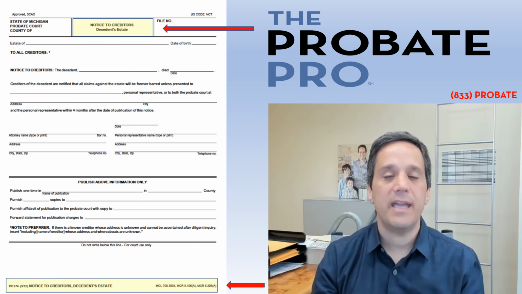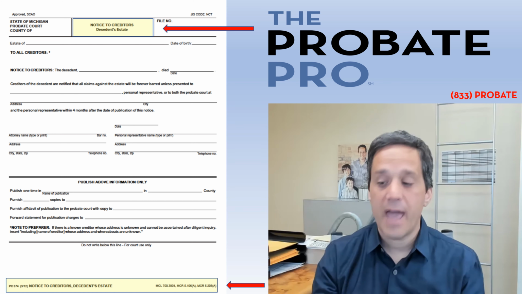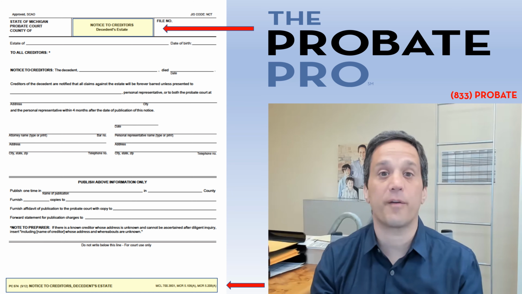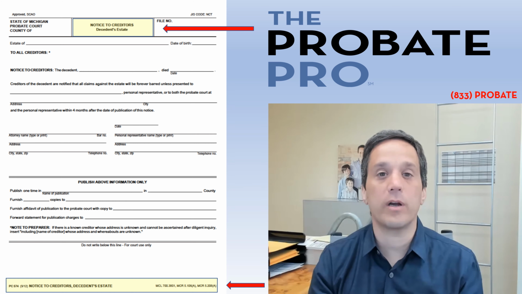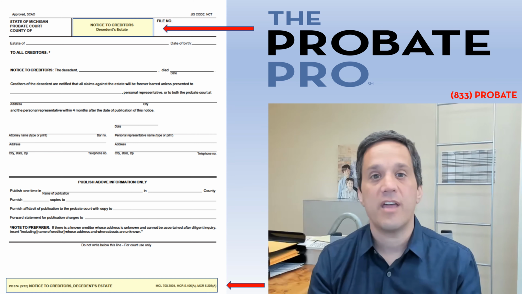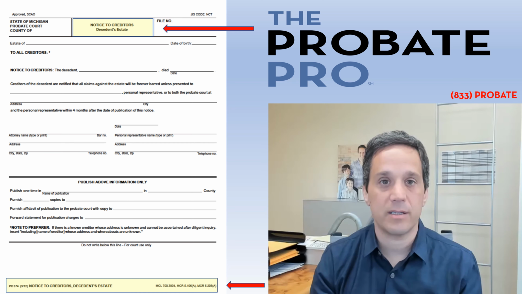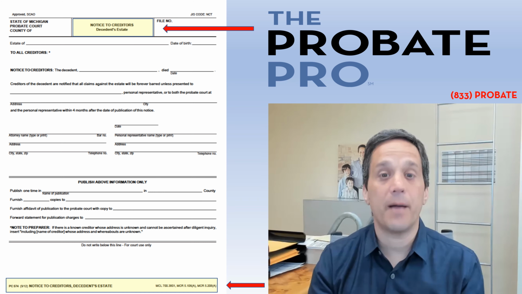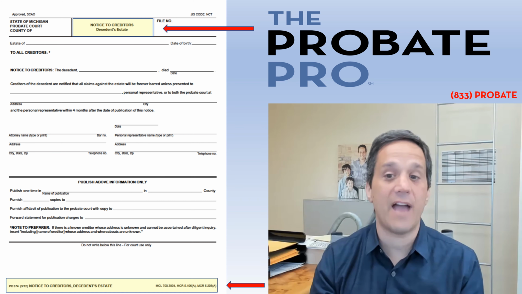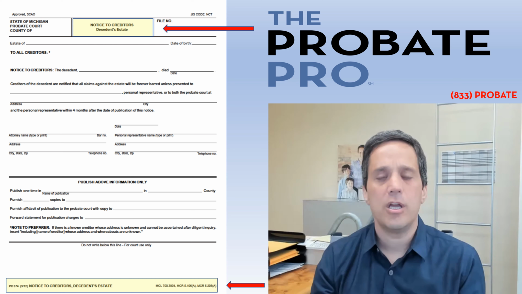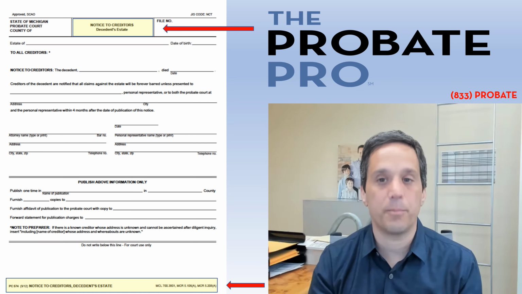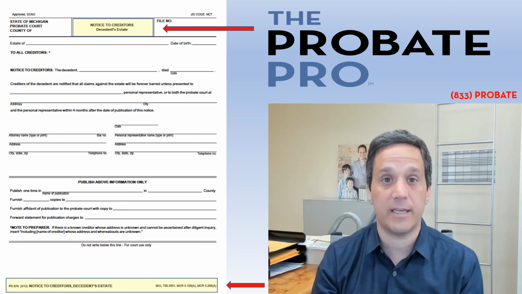At the top, it identifies the name of the form, and at the bottom, the state court administrator approved form, as well as on the bottom right, really important information, the statutes and court rules that apply to that document. As with all of these forms, it is that information on the bottom right corner that I find particularly important, because it allows you to reference the statute and court rule that apply to completing that form correctly.